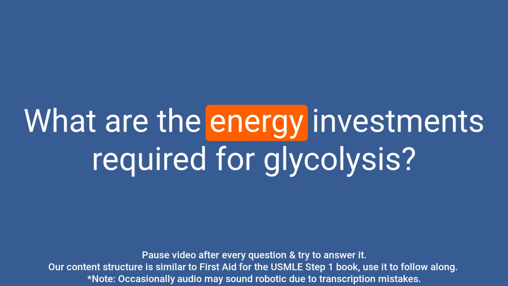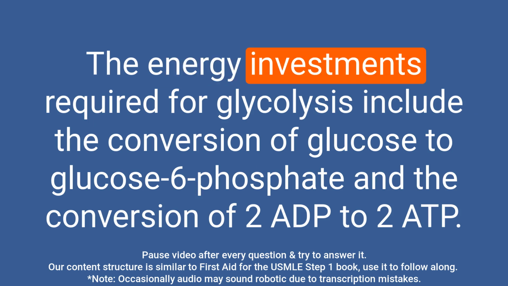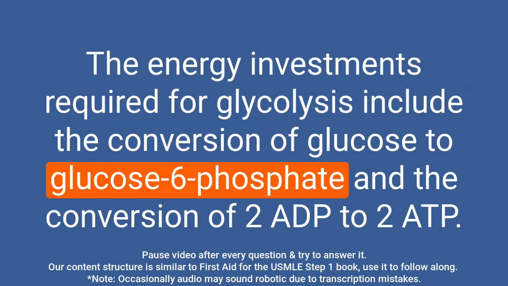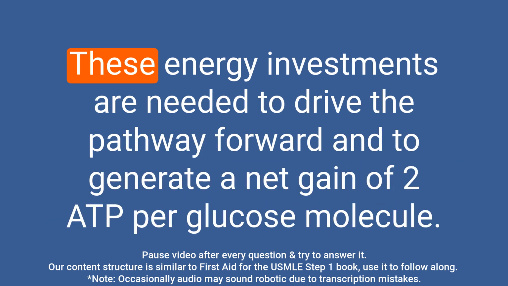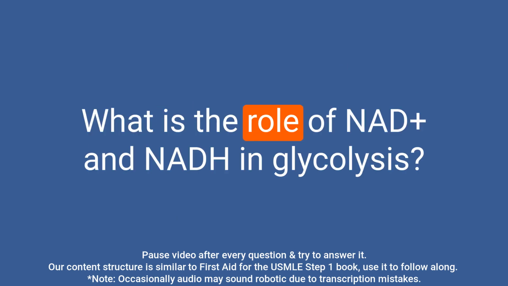Question: what are the energy investments required for glycolysis? Answer: the energy investments required for glycolysis include the conversion of glucose to glucose 6-phosphate and the conversion of fructose 6-phosphate to fructose 1,6-bisphosphate, each using 1 ATP. These energy investments are needed to drive the pathway forward and to generate a net gain of 2 ATP per glucose molecule. Question: what is the role of NAD+ and NADH in glycolysis?